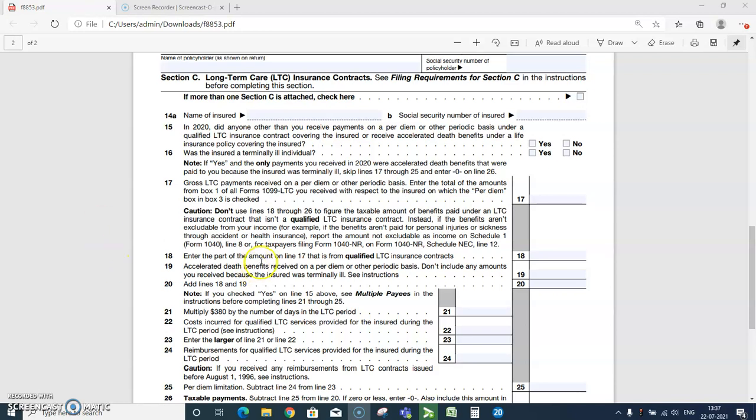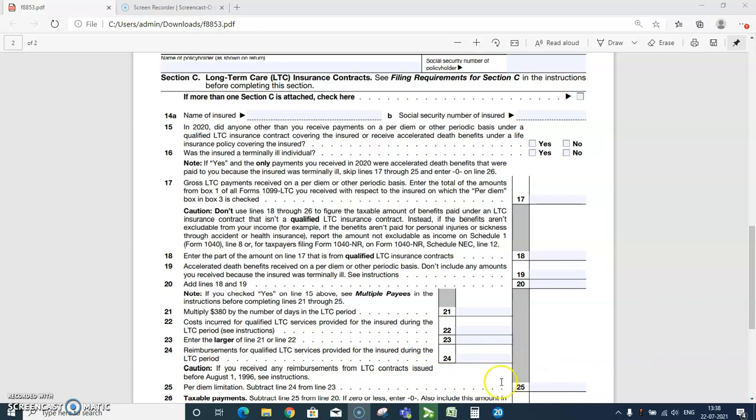However, if you receive per diem payments, the amount you can exclude is limited. Per diem payments are payments of a fixed amount made on a periodic basis without regard to actual expenses incurred. Form 1099-LTC should indicate whether payments were per diem payments.